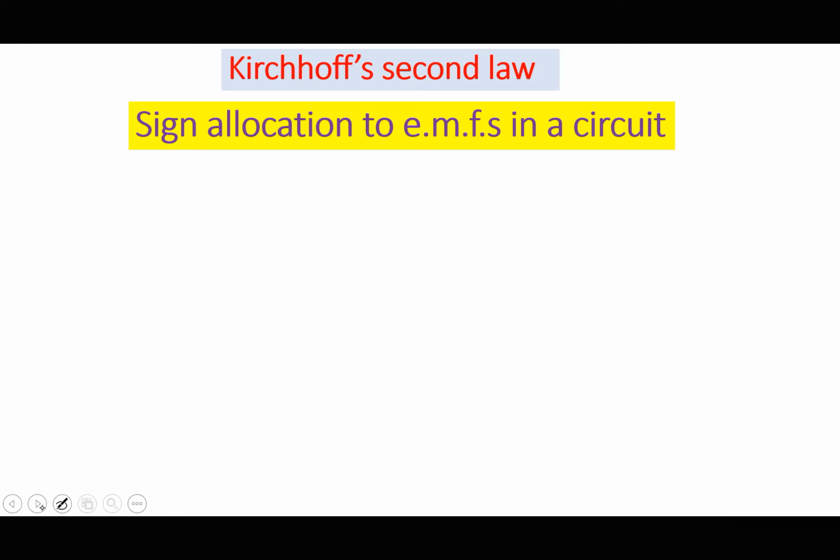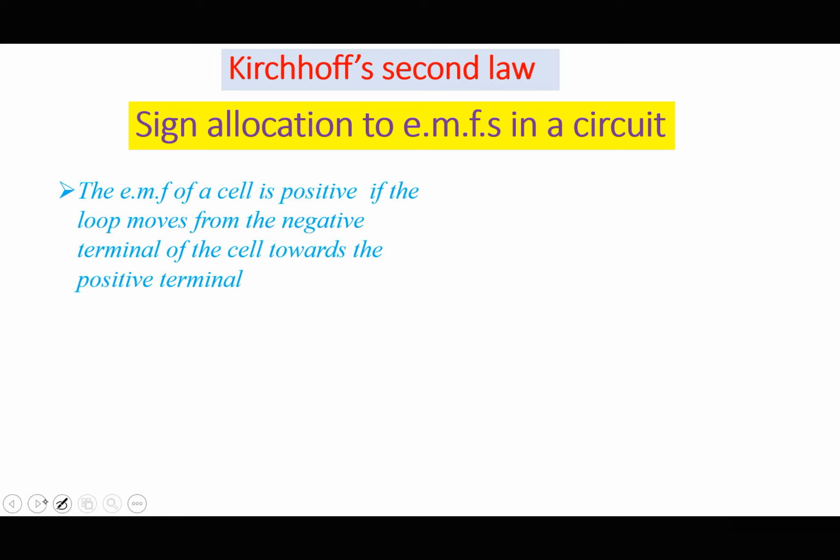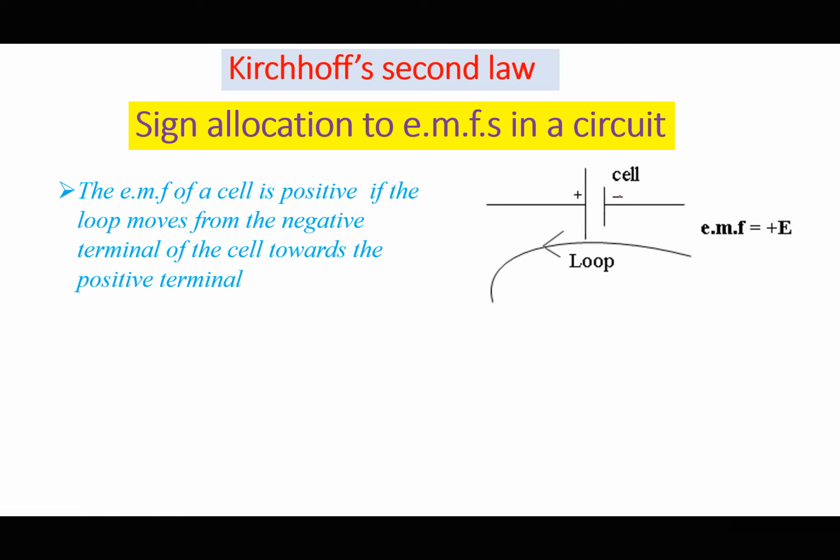The EMF of a cell is going to be considered positive if the loop moves from the negative terminal of the cell towards the positive terminal of the cell. What do I mean by that? Consider a cell like this one here, where the short bar is the negative terminal and the long bar is the positive terminal. Moving around the cell, I start with the negative terminal before the positive terminal. It means the loop first encounters negative, then positive. The EMF is going to be positive.